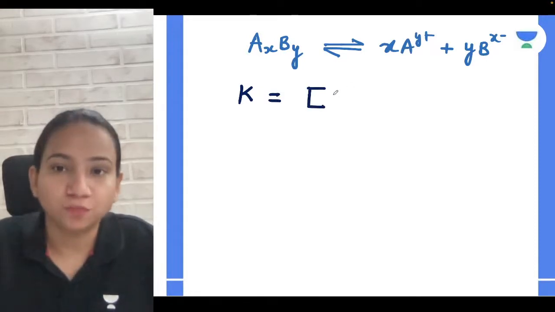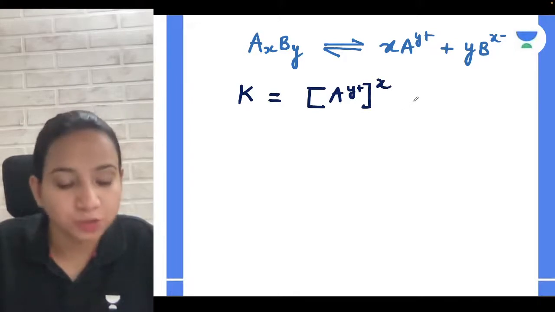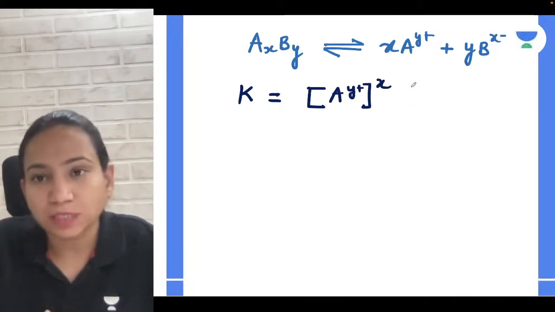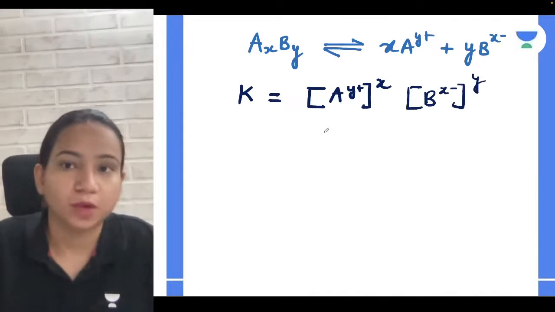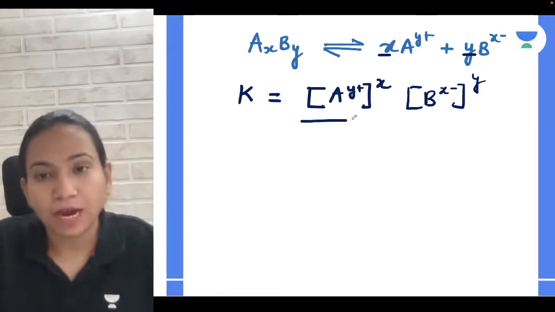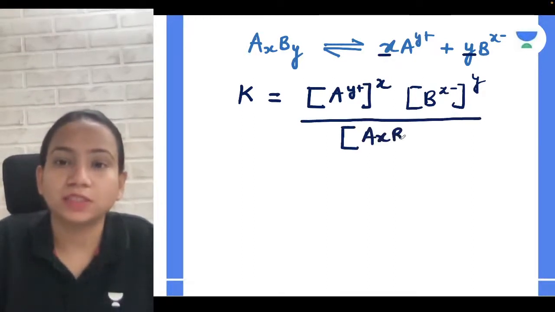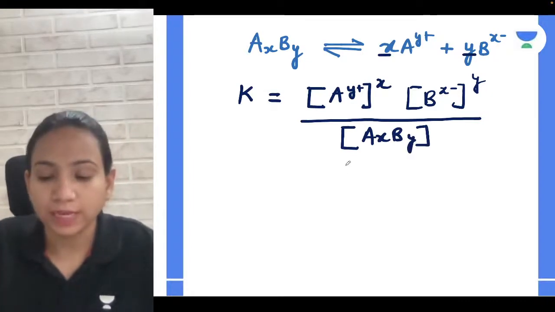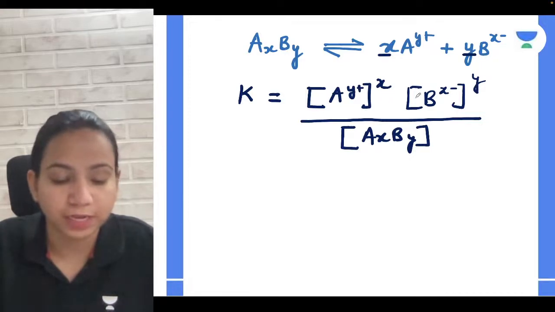The concentration of products raised to the power of how many ions are produced, correct? So B^(x-) will be there, raised to the power y, because y is the number of ions produced, divided by the concentration of reactant. There is no power for it, so we can just mention that. So K is equal to [A^(y+)]^x [B^(x-)]^y divided by that.